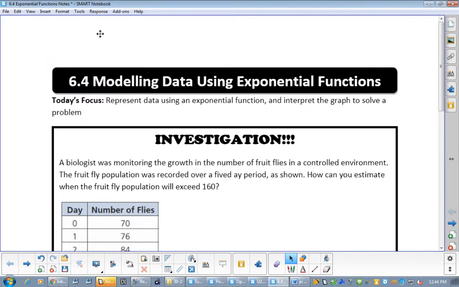Okay, so today is going to be quite familiar for you. If you understood the last unit, this will be absolutely no extra learning for you today.